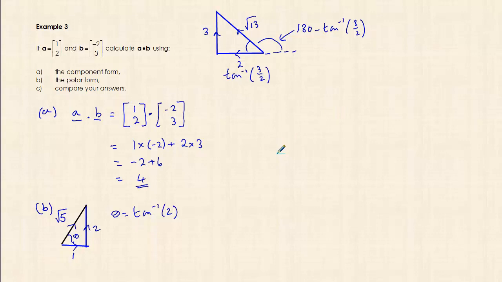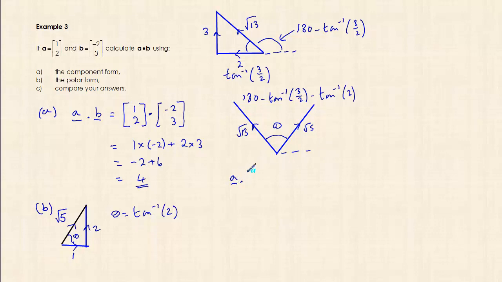So if we look at the two vectors, there's something like this. This one is root 5. This one is root 13 in magnitude. And we know the whole of this angle is this expression, and that this angle is this expression. So the angle between them, which I'll just call theta, is 180 take away the inverse tan of 3 over 2, take away the inverse tan of 2.